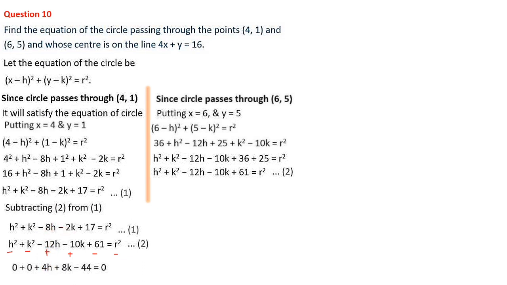Then minus 2 plus, this is our new symbol, this one only we are going to take. Minus 2 plus 10, that is plus 8k. Then 17 minus 61, that is minus 44 equal to 0.